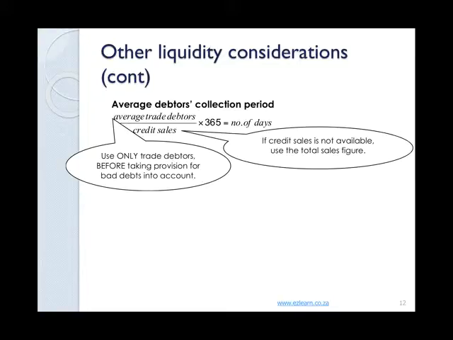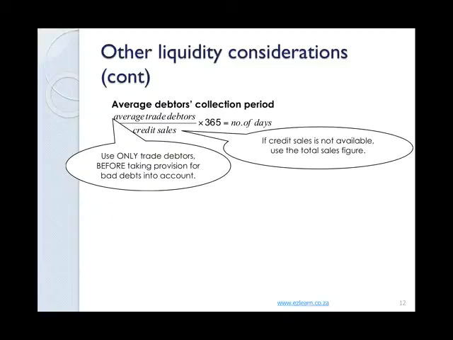We can look at the average debtors collection period, which, if you look at it, is very similar to the stock turnover period. However, we will use the relevant figures for this calculation. We will look at the average trade debtors, and since debtors relate to sales rather than cost of sales, we will look at the sales for the period. Again, where possible, we want to be as accurate as we can, so we will only look at trade debtors before taking any provision for bad debts into account and excluding any other accruals.